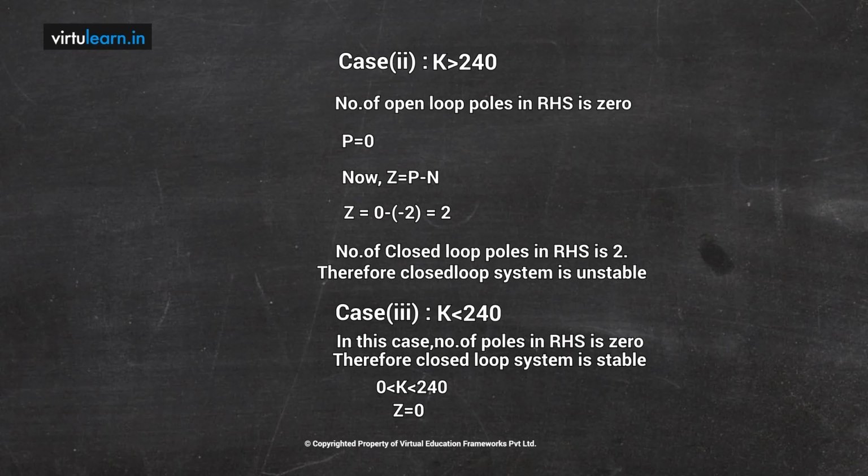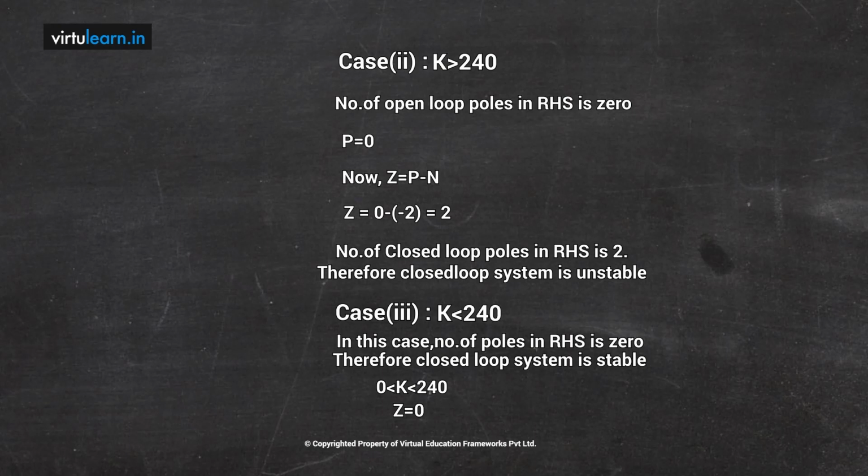When you take k greater than 240, what will be the intersecting point? The intersecting point is not important, but where will the critical point be? The critical point will be inside this or outside this. When k is greater than 240, clearly the critical point will be inside this. So from the critical point, I am going to draw a line towards the left direction and see how many intersections it is making.